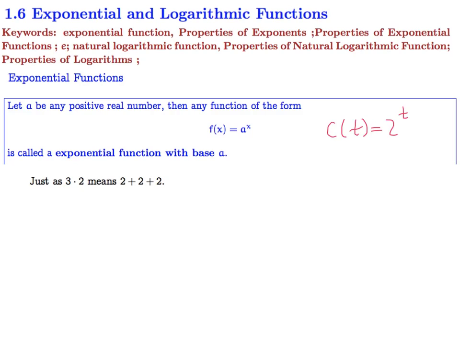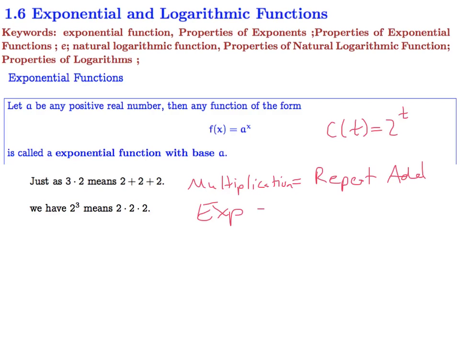Now the key to working with exponential functions and exponents is really remembering what exponents mean. Remember that if you write 3 times 2, what this really means is you're adding up 2 three times, and both of these will give you 6. And 2 cubed really means 2 times 2 times 2. So multiplication is a fancy way to say repeated addition, and exponents are just a fancy way to repeat multiplication. They're just shortcuts to help us along.